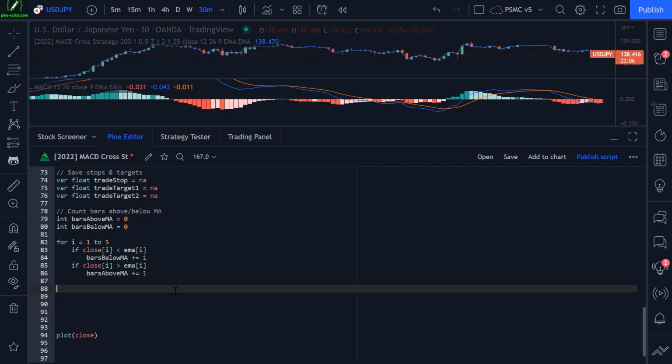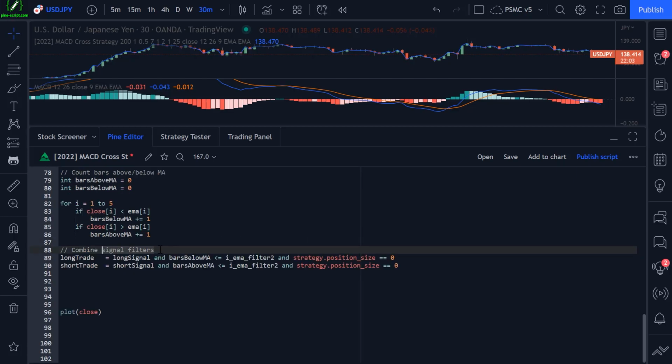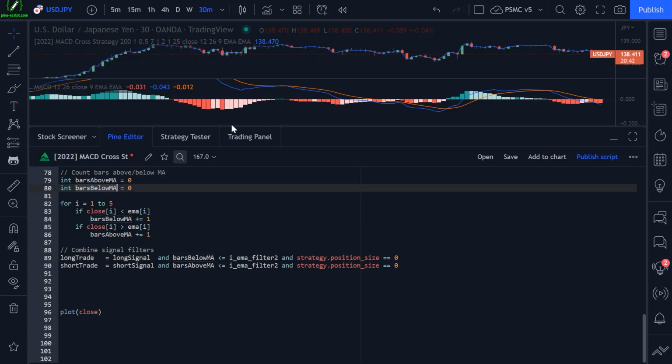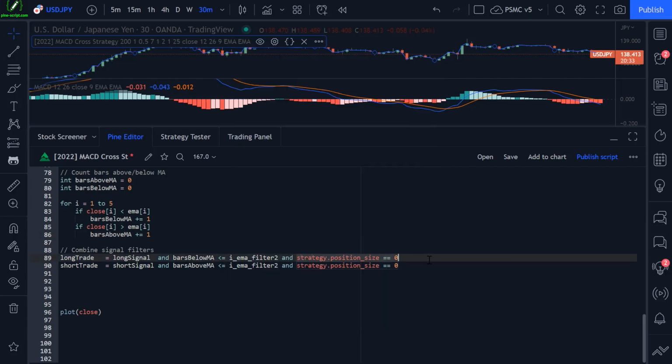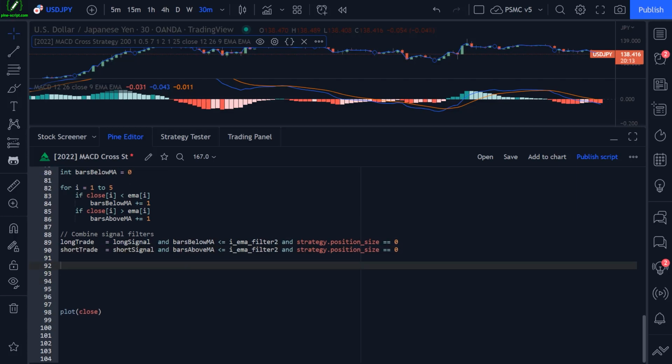I'll copy this code over and explain what I'm doing. I'm combining all of my signal filters. So everything we've done so far gets combined into long trade and short trade. We check if we have a long signal and the bars counted below our 200 moving average is less than or equal to however many bars we've set this to, and we are flat, so we don't have any positions open. So our position size will be set to 0. Strategy.position size will be set to 0 whenever we have no contracts open. If we are long, this will be a positive number. If we are short, this will be a negative number. So now we have everything we need in order to start entering our positions.